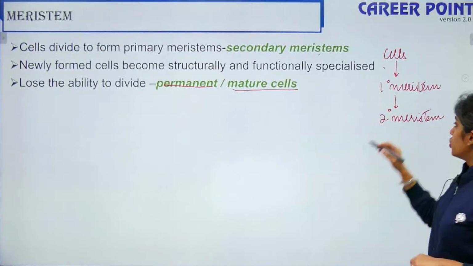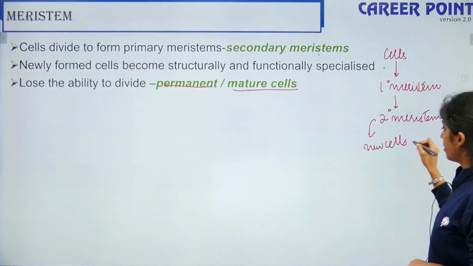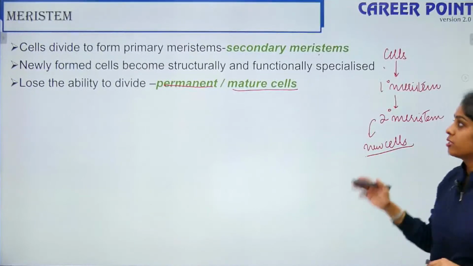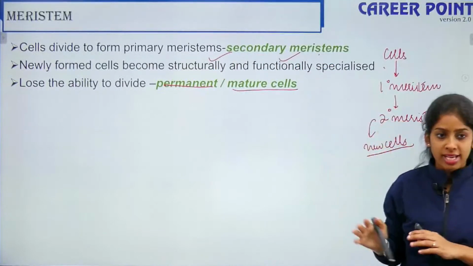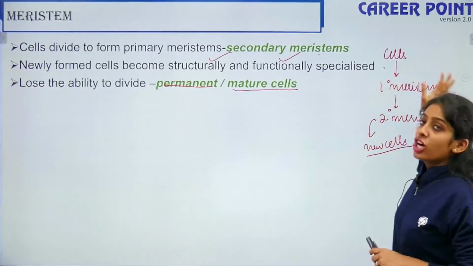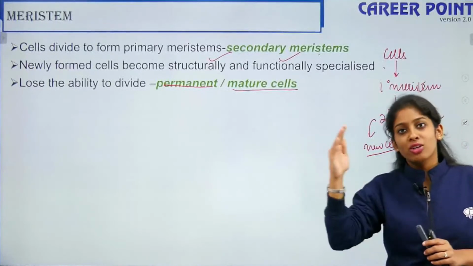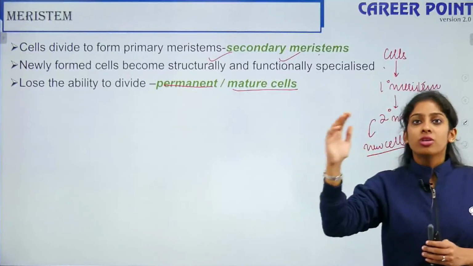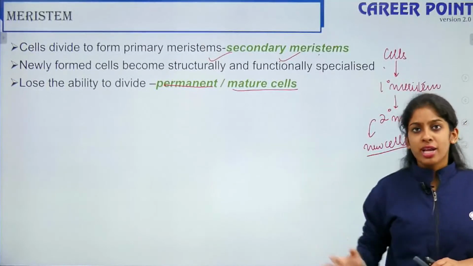Fine. So after the secondary meristem, you have new cells formed because cells actively divide. The new cells that are formed become structurally and functionally specialized. So these cells are pretty common. But now after secondary meristem, the cell decides, okay, I will go to this part of the plant. I will go to this part of the plant. I will become specialized root cells. I will become specialized vascular bundles.